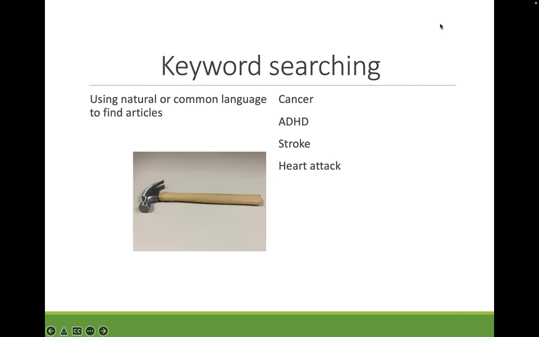So now I have some ideas what I'm looking for. Now I need to actually put those keywords into PubMed. And so I'm going to do what's called keyword searching, which means I just put the words in the database using natural or common language. And here are some examples of the type of words you would use.